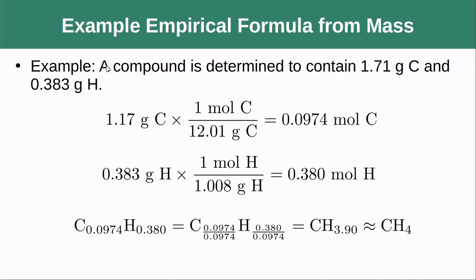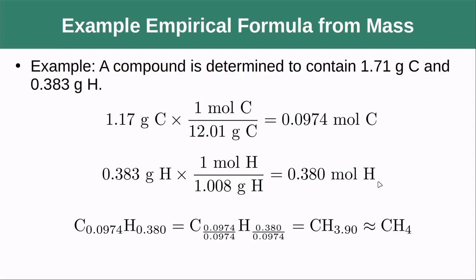So here is our question. A compound is determined to contain 1.71 grams of carbon and 0.383 grams of hydrogen. So what we're going to do is start with the masses that we were given in the problem of each of the elements. We're then going to divide by the molar mass. Again, what we're actually doing is multiplying by the reciprocal here because we like to see these units get canceled. We're going to have grams canceling at the top and bottom there, and we're going to wind up with the moles of carbon and the moles of hydrogen.